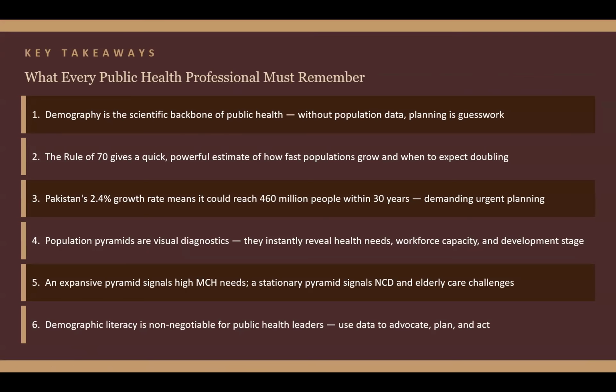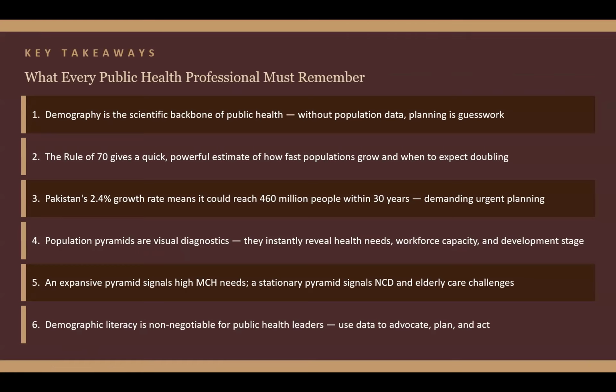So these are some of the key takeaways. Demography is the scientific backbone of public health. The rule of 70 gives a quick, powerful estimate of how populations grow. Pakistan's 2.4 growth rate means it could reach 460 million people within 30 years. Population pyramids are visual diagnosis. They instantly reveal health needs, workforce capacity, and development stage.